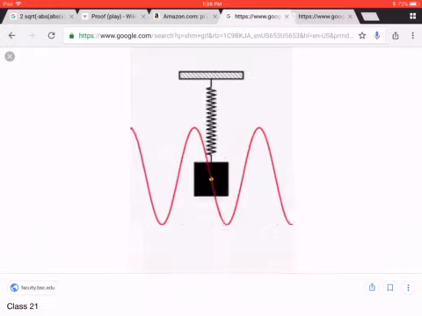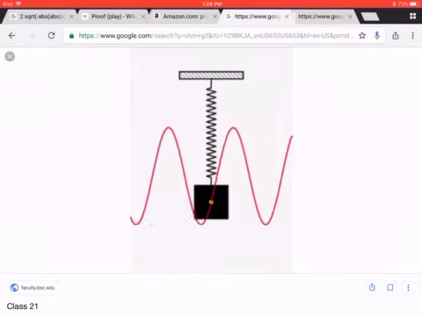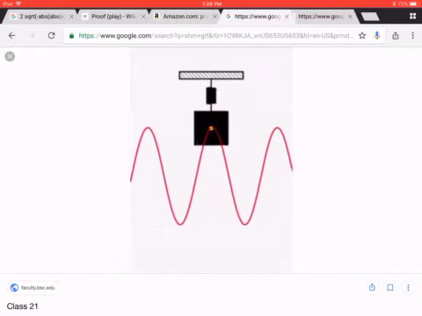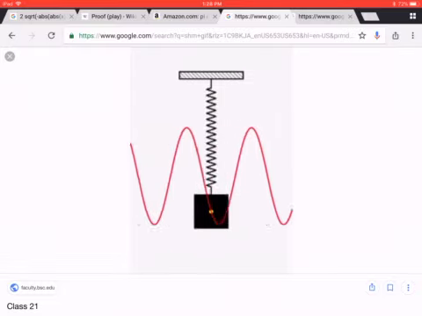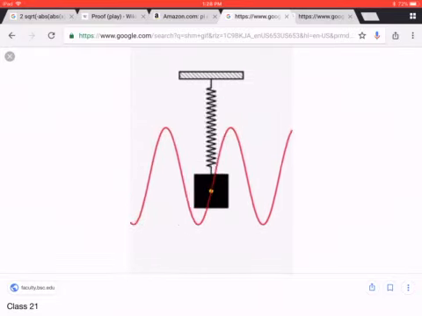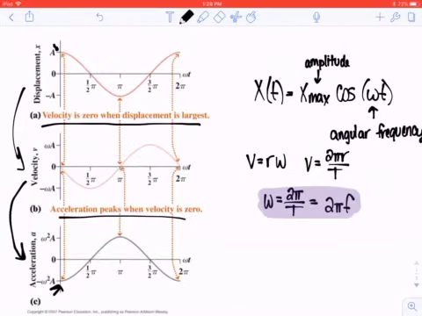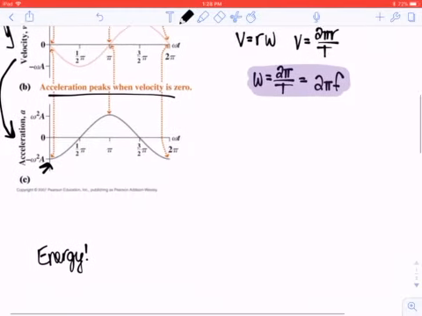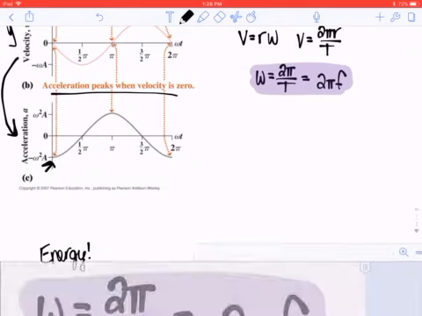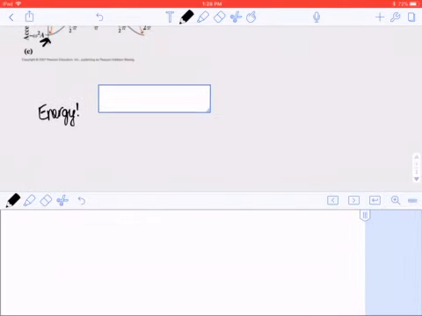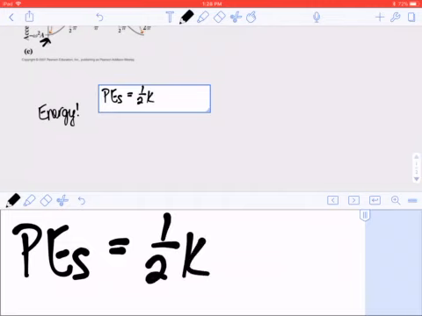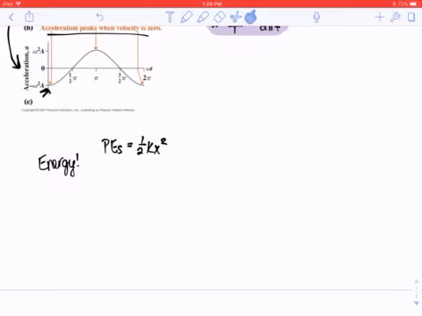When it's maximally stretched or compressed, that's when potential energy is the biggest. When it's at that equilibrium point is when kinetic energy is 0. Okay, so here we go right here. Just things with energy to remember. When we talk about springs, my potential energy of a spring is 1/2 kx squared. Okay, don't forget that one. We are going to need it in this unit.